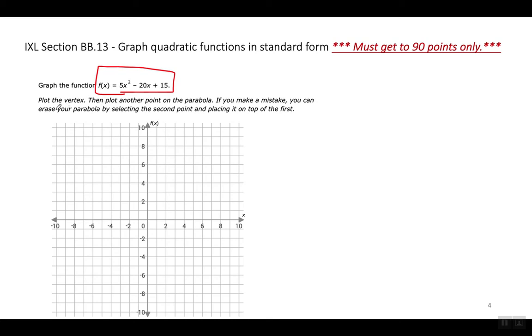It even tells you in the directions what to do. First thing you have to do is plot the vertex. And then after you plot the vertex, you have to plot another point on the parabola. So once you plot the vertex, then you plot another point, and IXL will fill out the graph. Now let's go back to my instructions here.